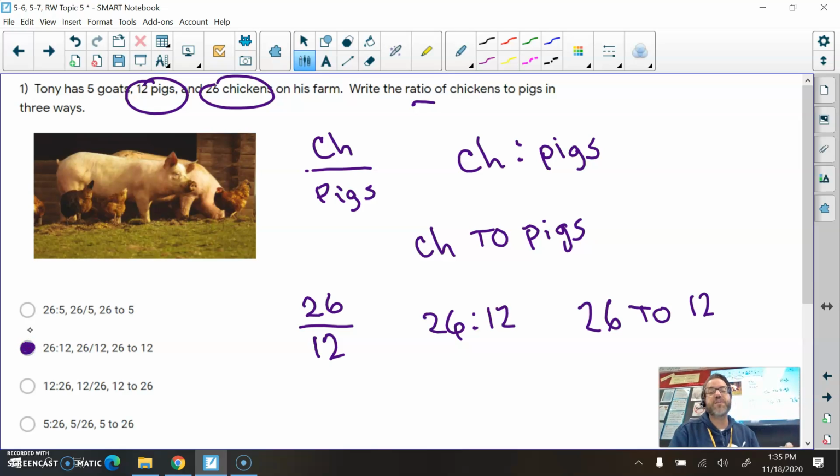Now you could actually simplify this and write 13 to 6. For every 13 chickens, he has 6 pigs, but we weren't asked to do that in this problem. We just needed to write this ratio in 3 different ways.